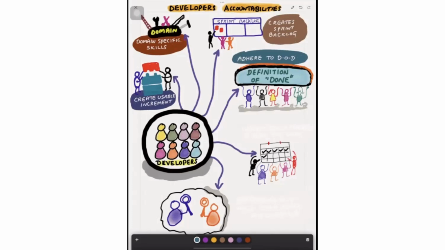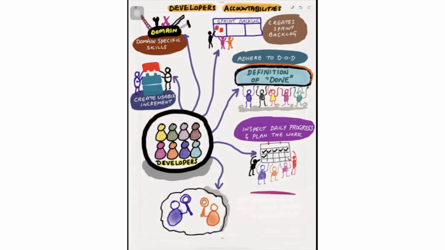The developers are also accountable for inspecting the daily progress and planning the work. So developers should be self-managing. During the daily Scrum, they inspect the progress towards the sprint goal based on the work done by all the developers during the sprint. Then they make a plan for the next day and also discuss the impediments. Those are the things that will be taken care of by the developers. Also, developers should professionally hold each other accountable. All the developers are professionally accountable for each of the developers in the team. These are the developers' primary accountabilities.